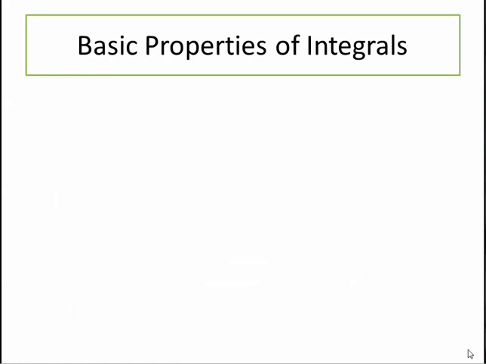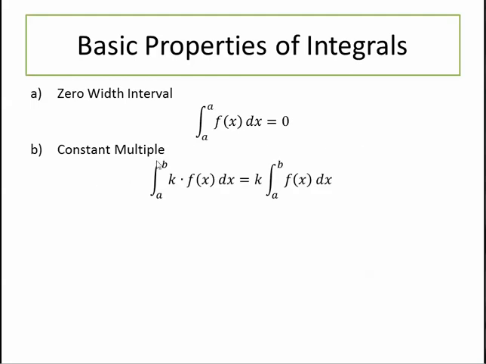All right, so besides those theorems, we have some properties that will help us know how to manipulate these integrals. The first one is called the zero width interval, and it says if your limits of integration are the same, then your integral is equal to 0. The second one is called the constant multiple property, and it says if you have a constant k multiplying another function in the integrand, then you can pull k outside of the integral.